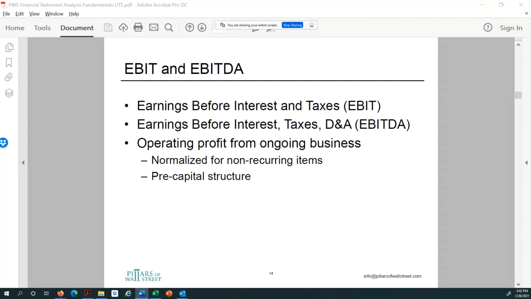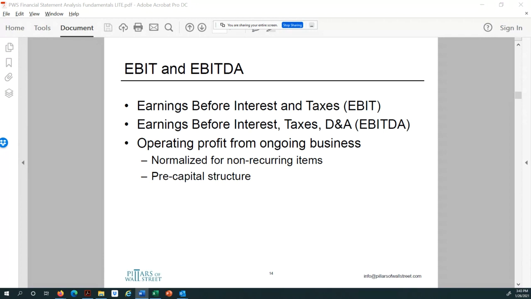Now, what's EBITDA? EBITDA is an offshoot of EBIT. It's simply EBIT plus D&A. D&A are non-cash expenses related to PP&E and intangibles, as we said, and they can be found in the cash flow statement as a non-cash add back.